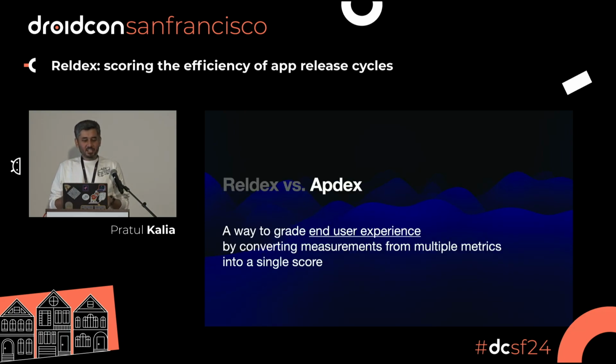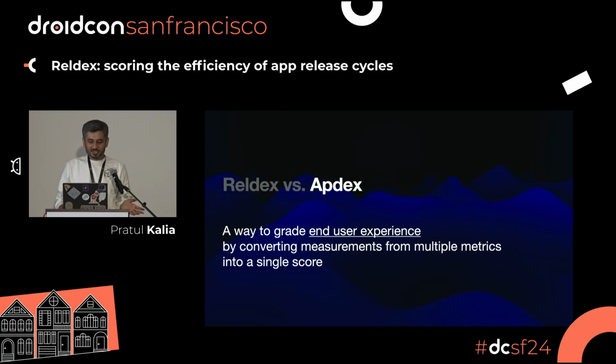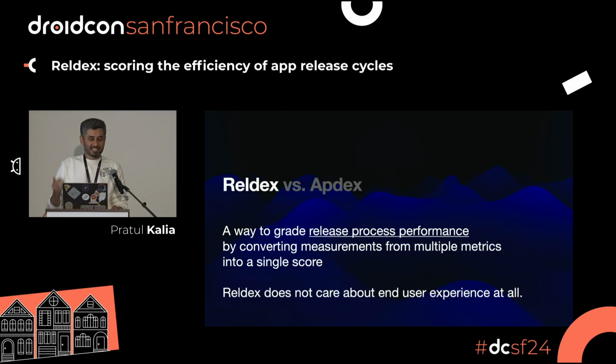AppDex is a way to grade the end user experience by converting measurements from multiple metrics into a single score. Reldex is a way to grade release process performance by converting those measurements from multiple metrics into a single score. So the key difference being, of course, end user experience versus the release process performance. Which means it is possible that even if your Reldex score is great, like maybe your release process is great, your AppDex score could still be bad. Your end user could still receive bad things, right?